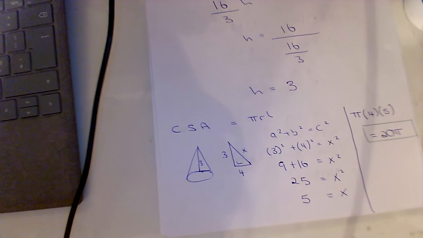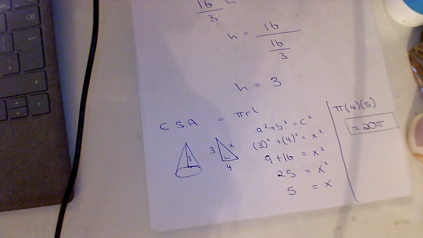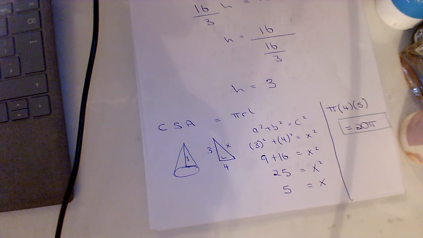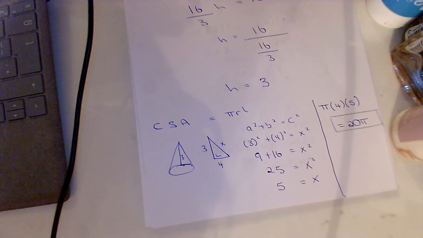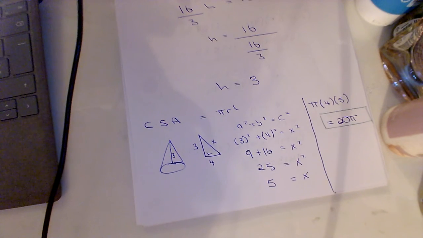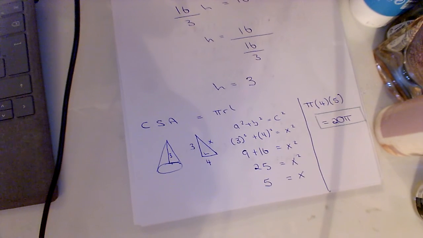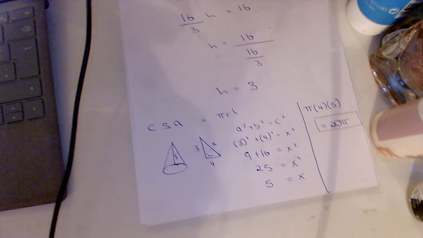So I have a squared plus b squared is equal to c squared. So I have 3 to be squared plus 4 to be squared is equal to x squared. 9 plus 16 is equal to x squared. 25 is equal to x squared, and I get x is equal to 5. So my slant height now is 5. Formula is pi r l. So it's pi bracket 4 bracket 5, and I get 20 pi for that one.